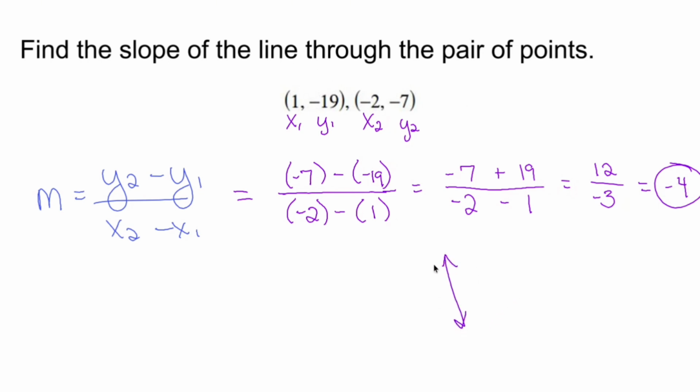It's going to look something like this: a negative slope going up and to the left or down and to the right. And since 4 is kind of a big number for slope, it's going to be kind of steep. If I were to graph these 2 points on a coordinate plane, my slope would look something like this. And that's how I calculate it.